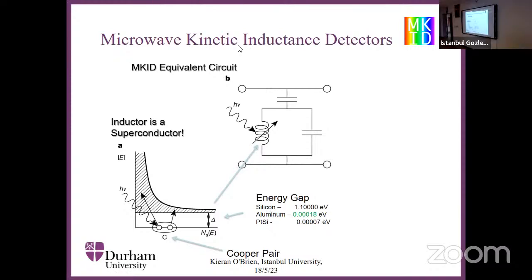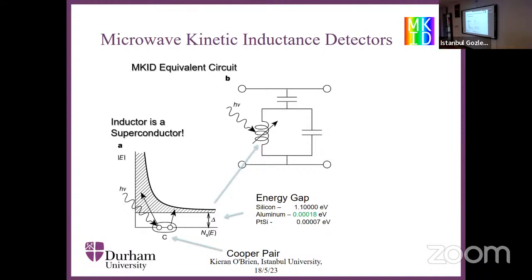Instead of breaking a single Cooper pair, you break many thousands of Cooper pairs, and it's your ability to sense how many of those Cooper pairs you broke that gives you the energy resolution. The way it does this is through the kinetic inductance effect, which gives rise to an additional inductance in the circuit. This can be thought of as kinetic energy stored in the Cooper pairs: as you break the Cooper pairs, you generate an additional inductance in the material.